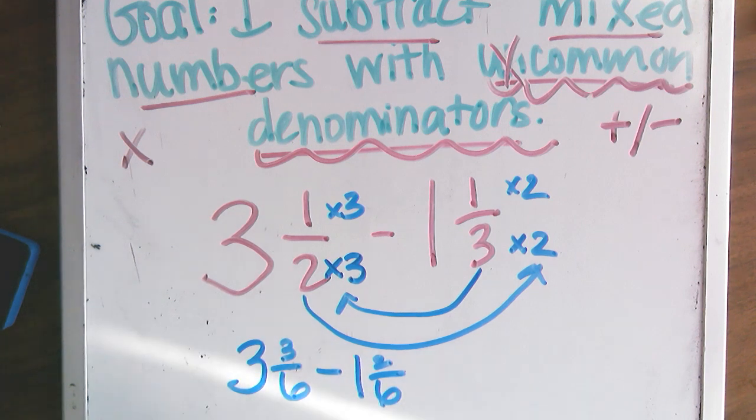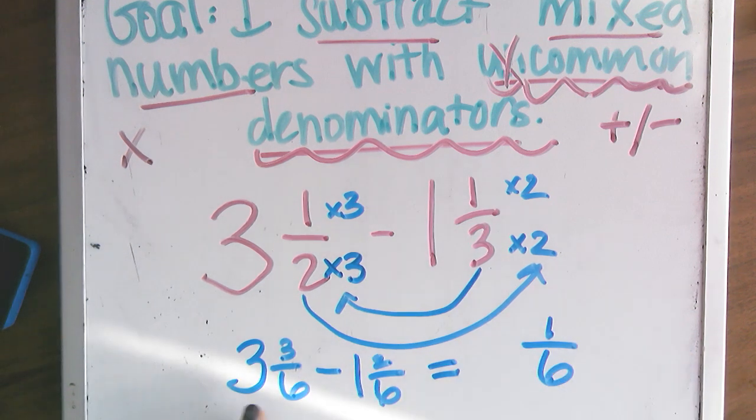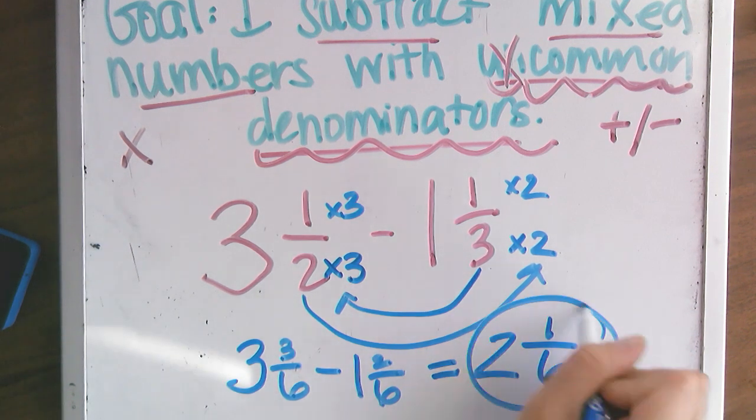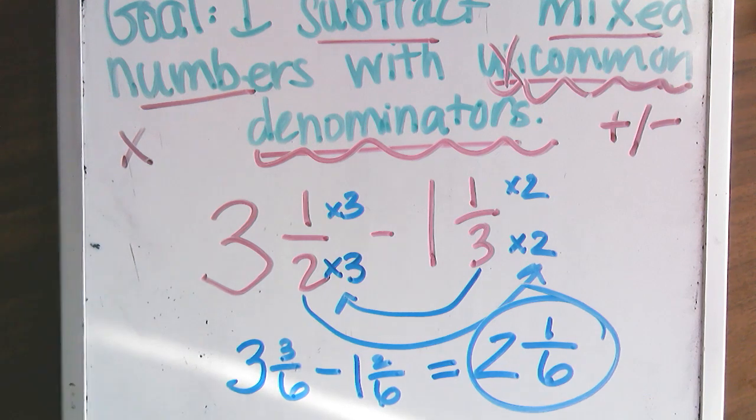And you'll notice I only multiplied my fractions. Now I can subtract my fractions because they have common denominators. 3/6 minus 2/6 is 1/6, and then 3 minus 1 is 2. So the answer is 2 1/6. Let's do that again.